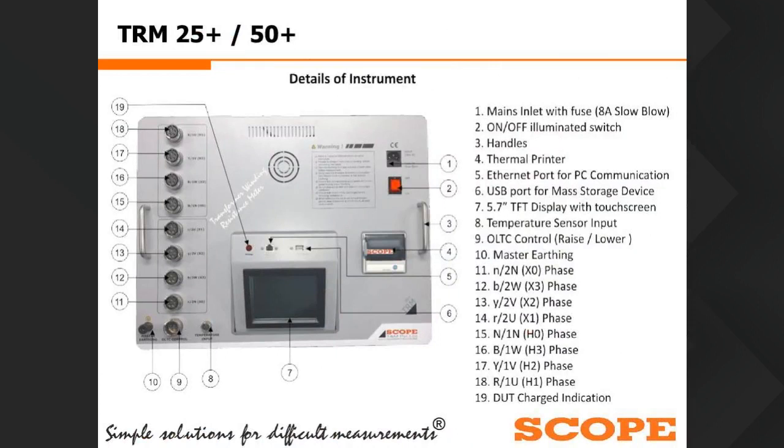Now we will see the front view of the instrument and how to operate it with various transformers, that is star-delta, delta-star, and so on. Here you can see our advanced model, the 6-channel transformer winding resistance measurement kit, that is the TRM25, or we can say TRM50 plus and TRM25 plus.